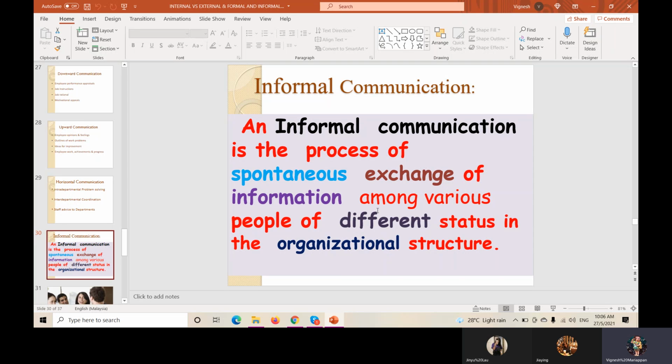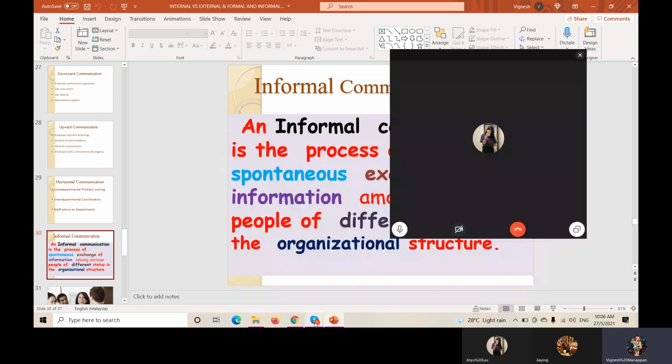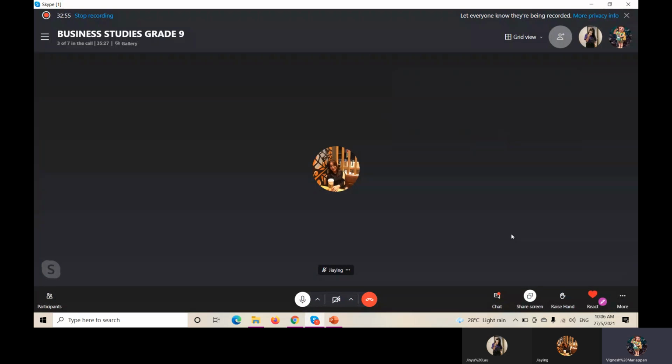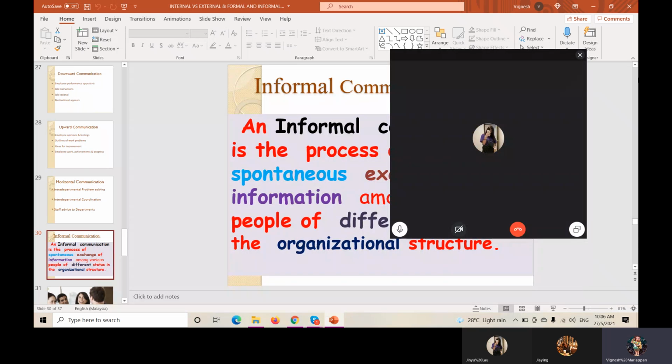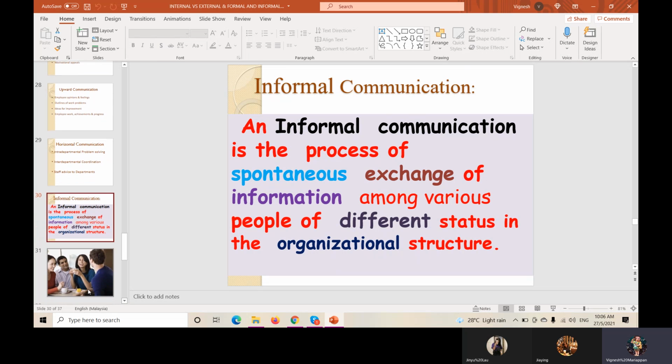Mm. I cannot see your screen. Cannot see the screen means the notes are already in the Edmodo. Maybe you can open the slide there, can? Okay, you go to the Edmodo. The slide is already there. We are in slide number 30. Okay. So now it is slide 31.